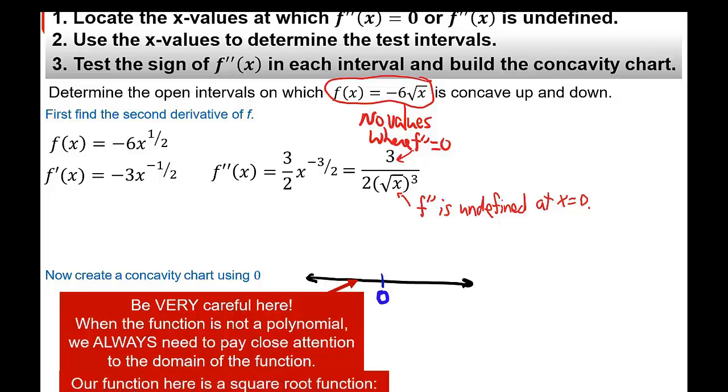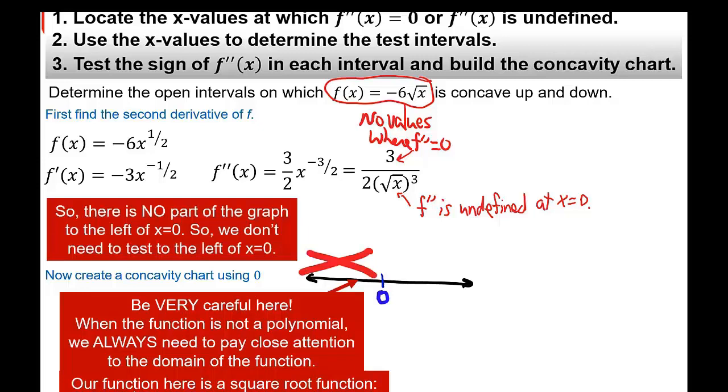You can plug 0 in, any positive number, but you can't plug a negative number in, so you need to notice that. For polynomials, the domain is all real numbers, but whenever you get something that's not a polynomial, you have to look and see, is there a domain restriction? And here, there is. You cannot plug a negative number in for x to calculate the y value. So you can't even get anything over there. So the bottom line is you only test to the right of 0. There's nothing to test to the left of 0 because you can't plug a negative number in for x. It's not difficult, but you have to notice that.